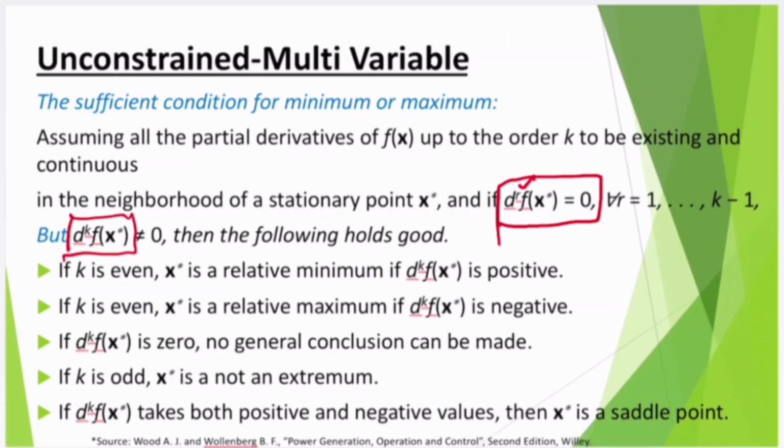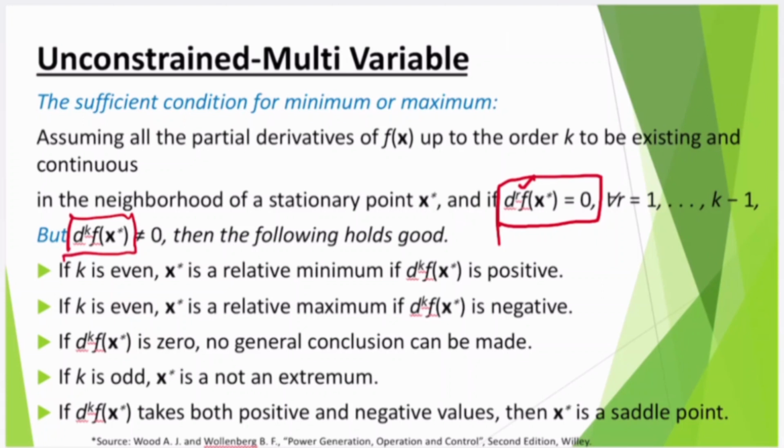Similar to the first and second difference, this is the rth differentiation and kth differentiation. Then the following holds good. If k is even, x is a relative minimum if dk of f of x is positive. Similarly, if k is even, x is a relative maximum if dk of f of x is negative.